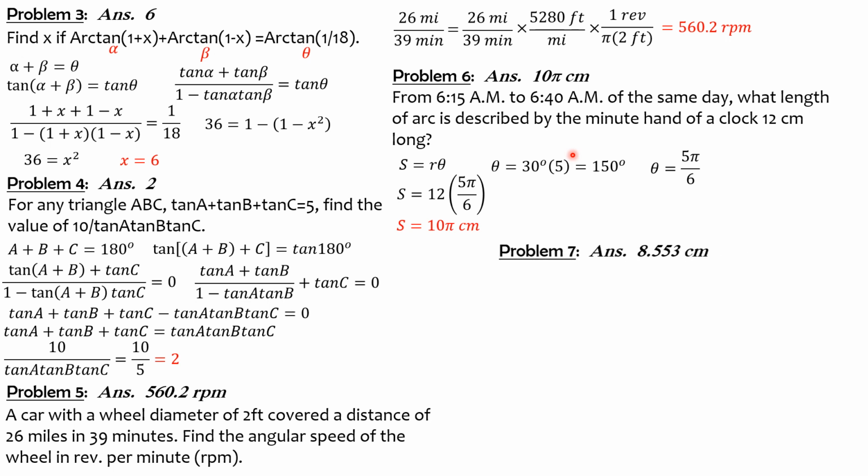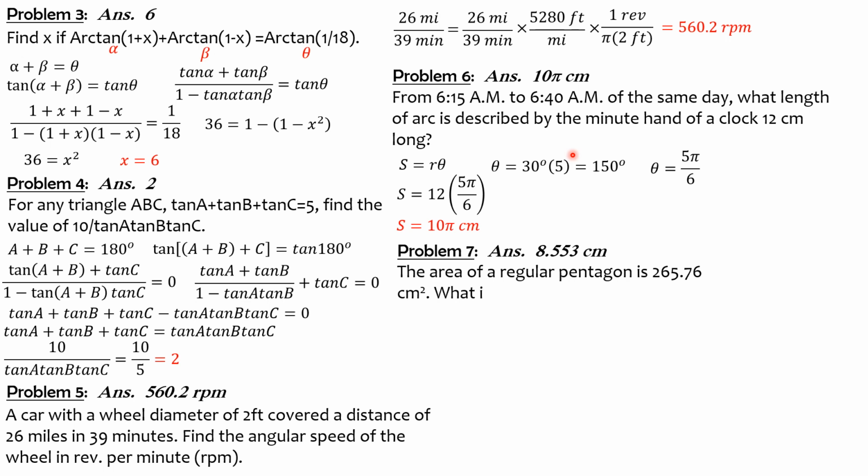Then the last problem, 7, for this video. The area of a regular pentagon is 265.76 centimeters square. What is the length of the apothem? The apothem is the radius of the circle inscribed in a regular polygon. In this polygon, it is a pentagon, specifically 5 sides.